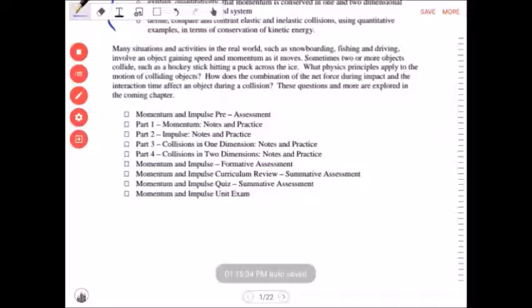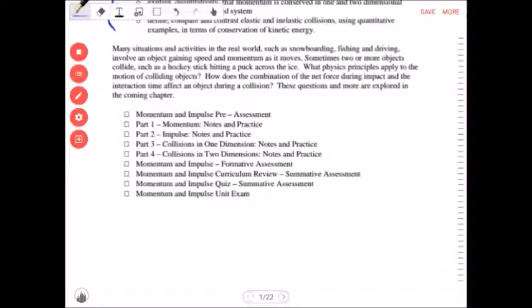The next thing is what's called a curriculum review. That is a summative assessment that does get marked. So it's all long answer questions. You do them, hand it in to your teacher, and you get a mark for that. Then, of course, you have a quiz, which is another summative assessment, so it gets marked. At the end of all of those, you will have the momentum and impulse unit exam.